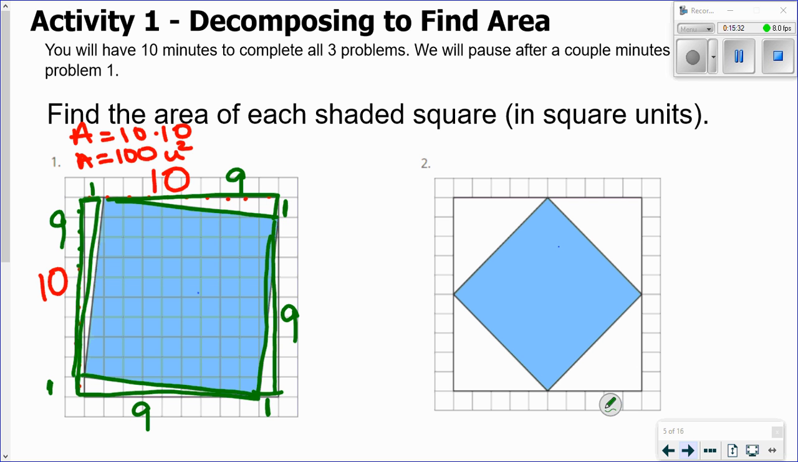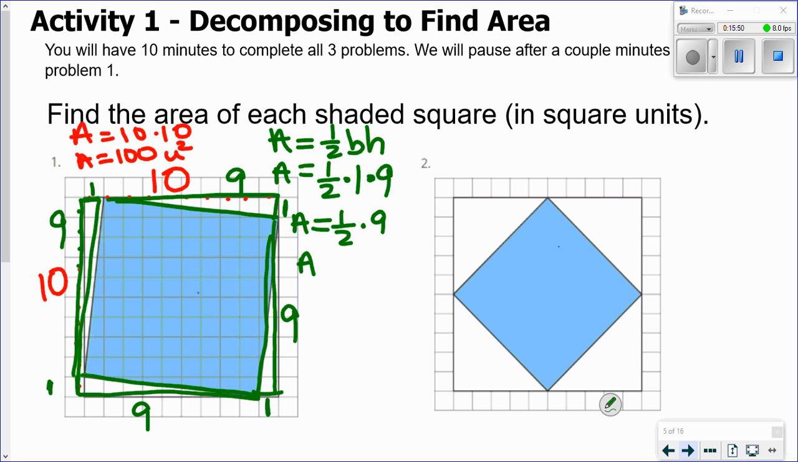So I'm going to calculate the area of one of those triangles at this time. Area equals 1/2 base times height. Okay, base was 1, height was 9. Again, I can do my multiplication in any order. I'm going to do 1 times 9. I get 9. Half of 9 is going to give me 4.5 square units.